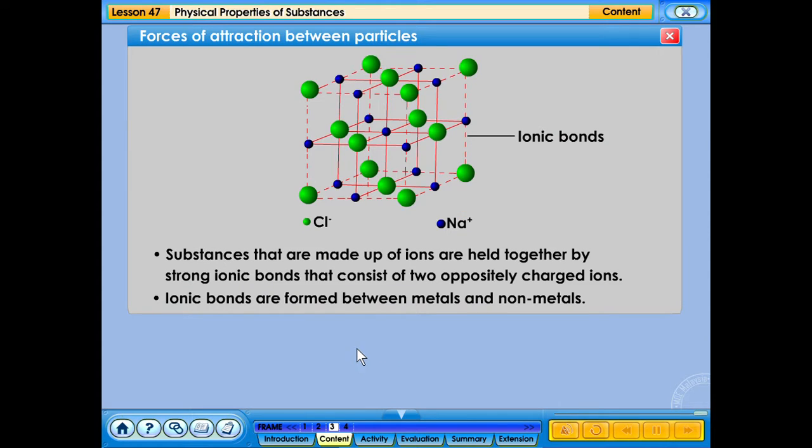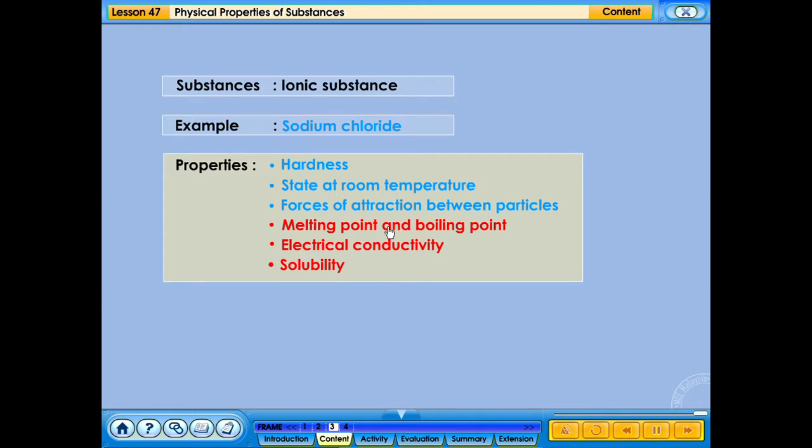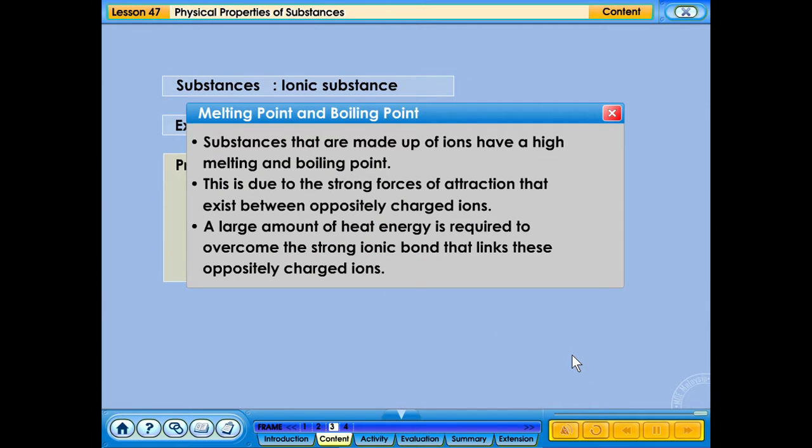Substances that are made up of ions are held together by strong ionic bonds that consist of two oppositely charged ions. Ionic bonds are formed between metals and non-metals. Substances that are made up of ions have a high melting and boiling point. This is due to the strong forces of attraction that exist between oppositely charged ions. A large amount of heat energy is required to overcome the strong ionic bond that links these oppositely charged ions.